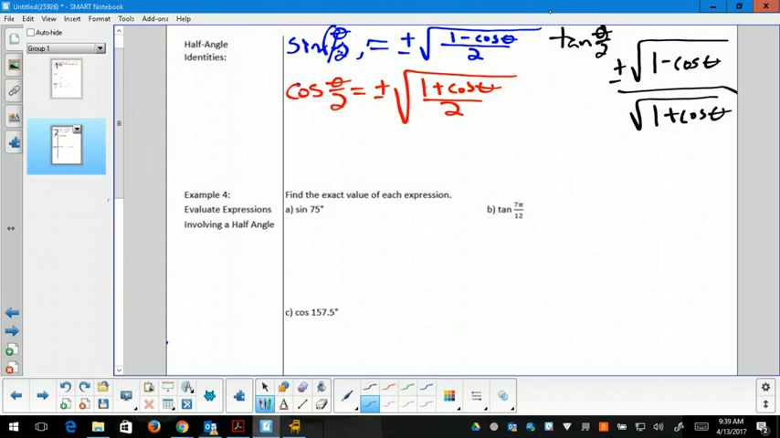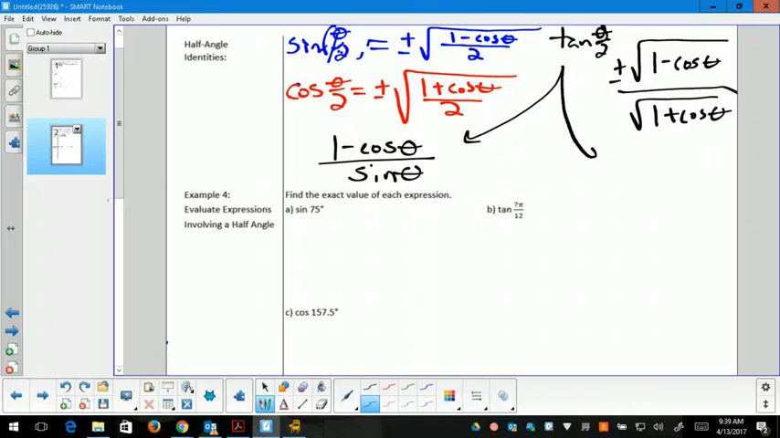Now one of the other identities for tangent is 1 minus cosine theta over sine theta. And one of the other identities for tangent is sine theta over 1 plus cosine theta.